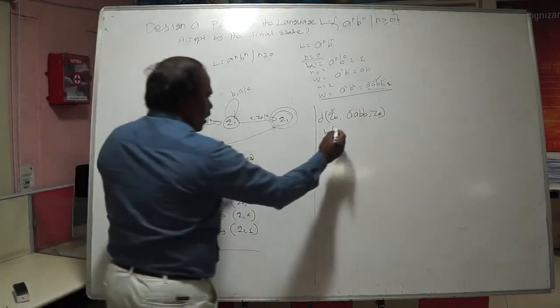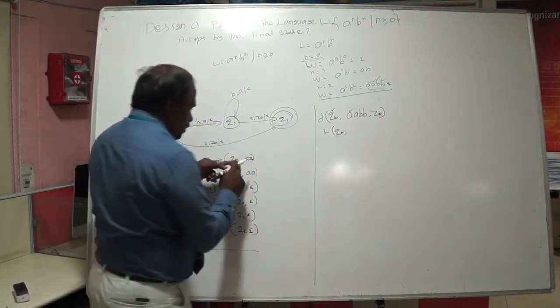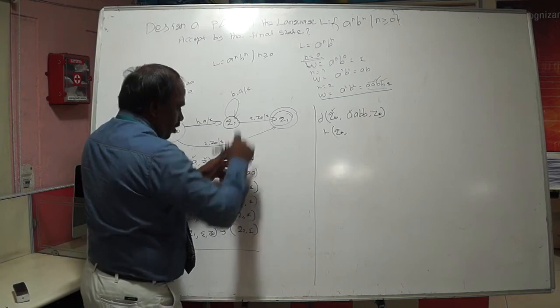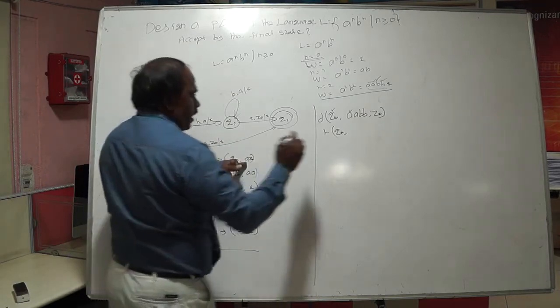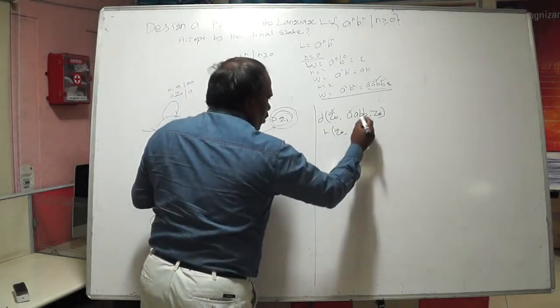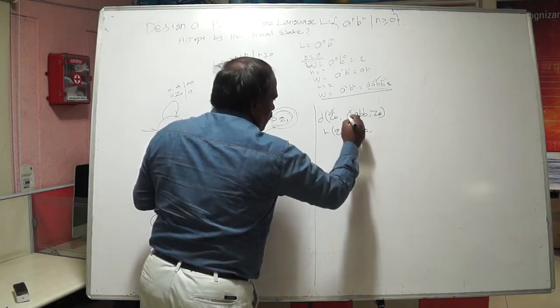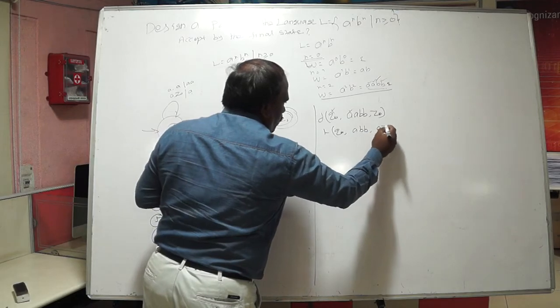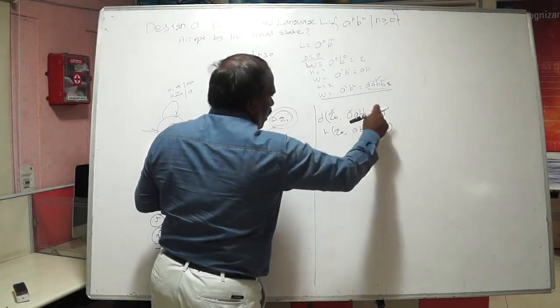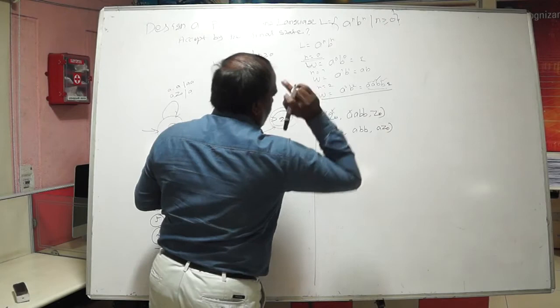It goes to Q0. What is the stack content? A will be pushed into the stack. So the remaining input is ABB. This A will be pushed into the stack. Z0 is already existing, and A will be pushed onto it.